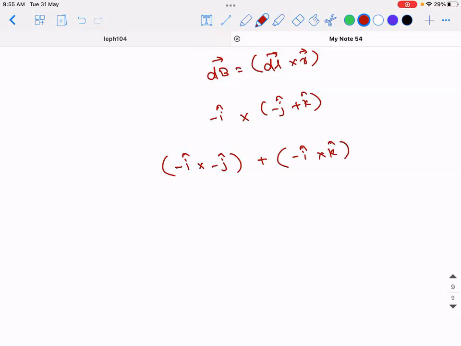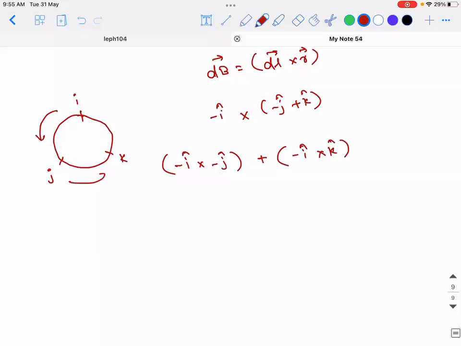So what is I cross j? If you don't remember this, make a note of it. Take I, j and k in the anti-clockwise direction. Then I cross j will be equal to k. J cross k will be equal to I, and k cross I will be equal to j. Similarly, anti-clockwise is positive and clockwise is negative. That's it. So when you say this, minus of minus is plus.